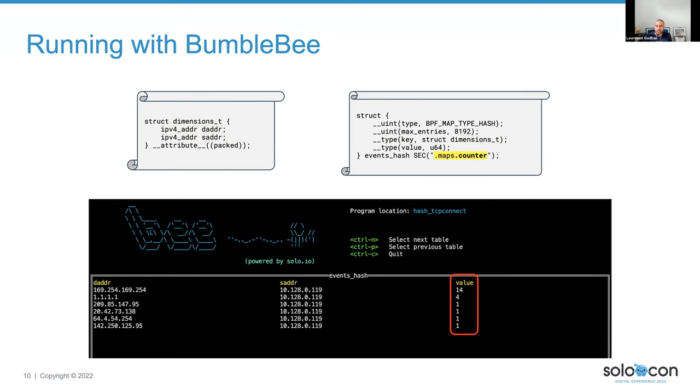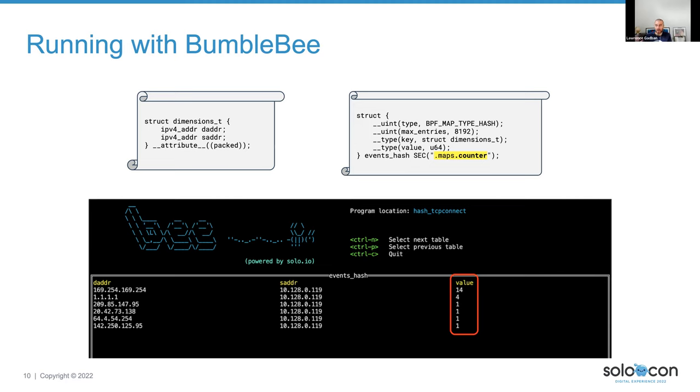specific to Bumblebee. And that tells us that we want to watch this map, but we also want to export metrics as a counter. And so in our UI, you can see that there's a value column, and that column contains the count. Every time an event is sent with the same destination and source address, we can increment a counter. For example, in this case, the source address of the machine that I'm on to this 169.254 IP address, when I took the screenshot, a connection had been established to this tuple 14 times. And so we dynamically do that and keep track of that.